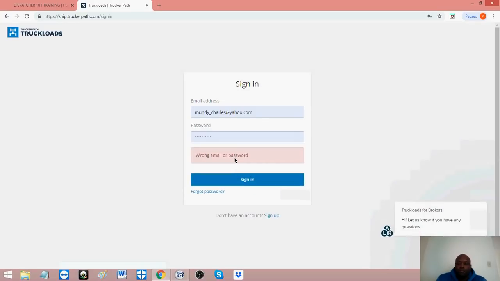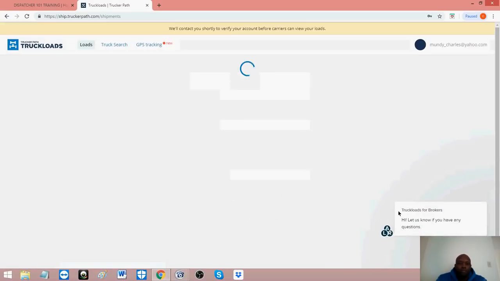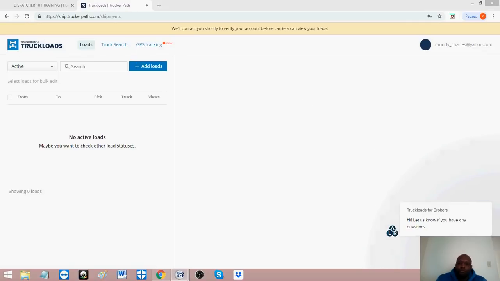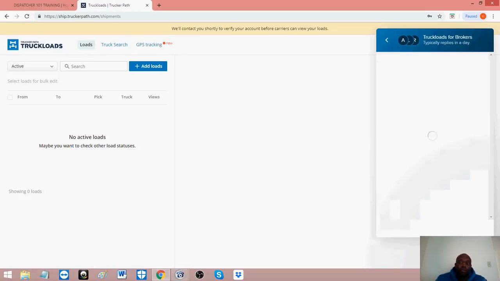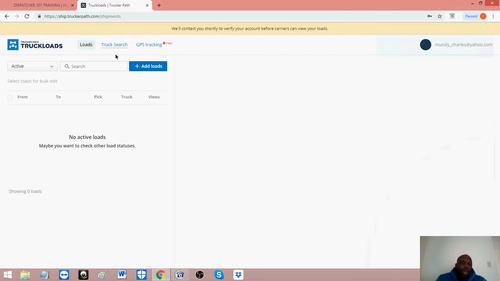So let's log in. So when you log in to Trucker's Path, this is one of the ways, when you're first starting out as a dispatcher, in the modules, like I teach module 1, 2, 3, and 4. Module 1 is dealing with carrier acquisition. One of the ways to acquire carriers or get carriers under a dispatcher agreement is to look for them on the truck search feature of Trucker's Path.